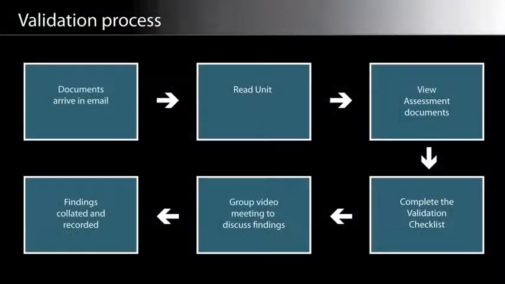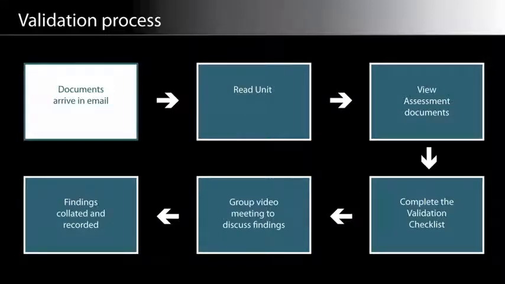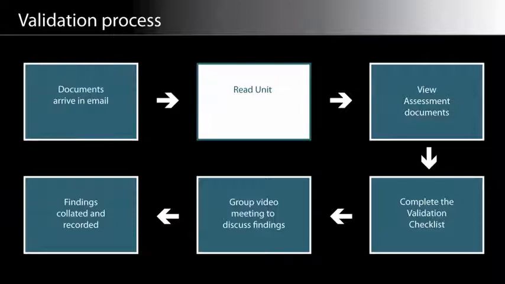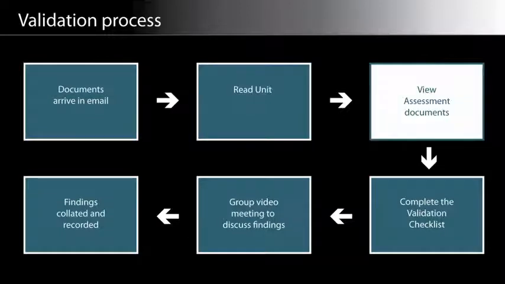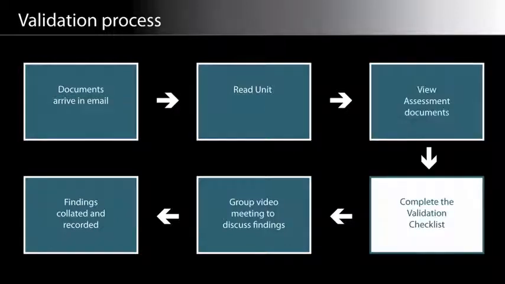The diagram shown will help to summarise the process. Firstly, the evaluation documents including the unit, validation checklist, assessment evidence and tools arrive by email. When you have time, open and read the unit. Next, open and read the assessment documents. Then, open the validation checklist. Read the questions, tick yes or no and make comments.